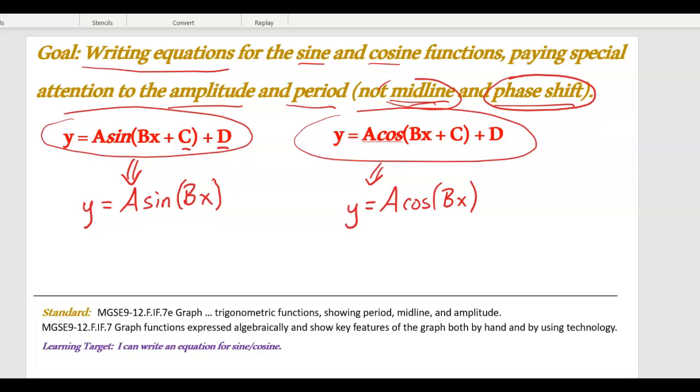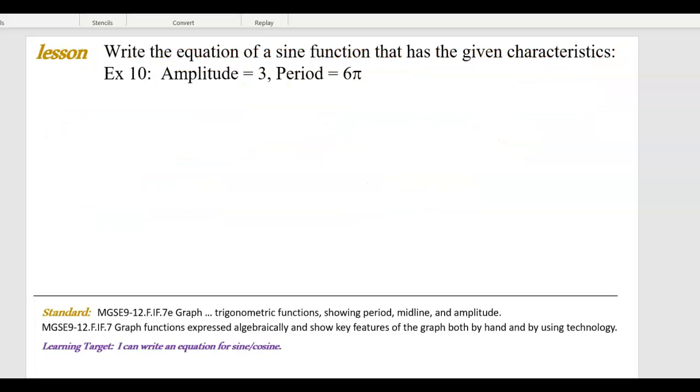All right, so let's dive into our first example. Only 4 examples, so this should be a short video. I'm scared to say that. We'll see how it turns out.